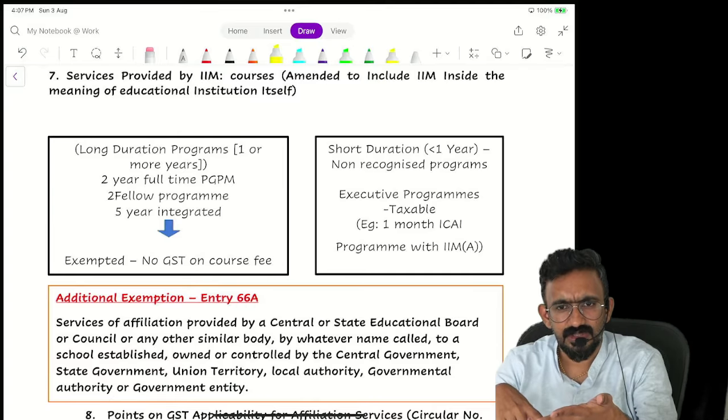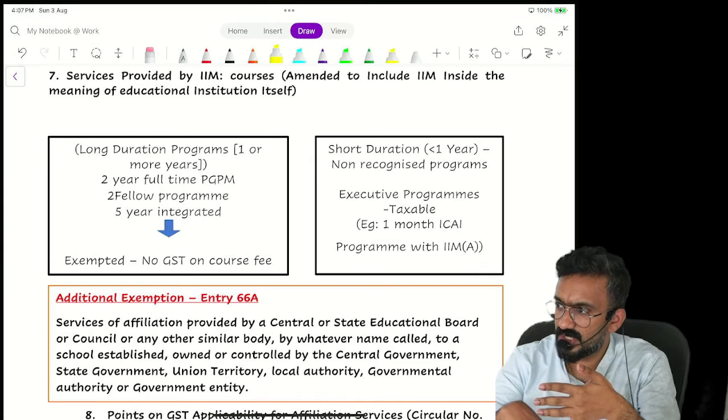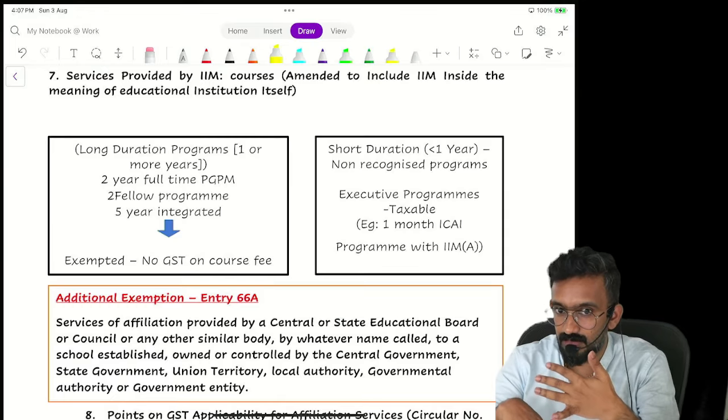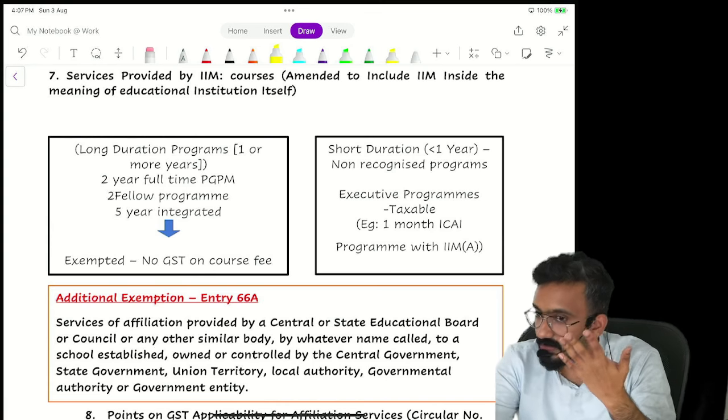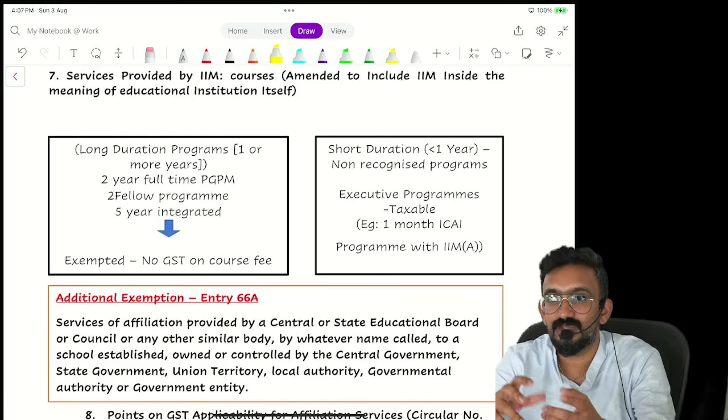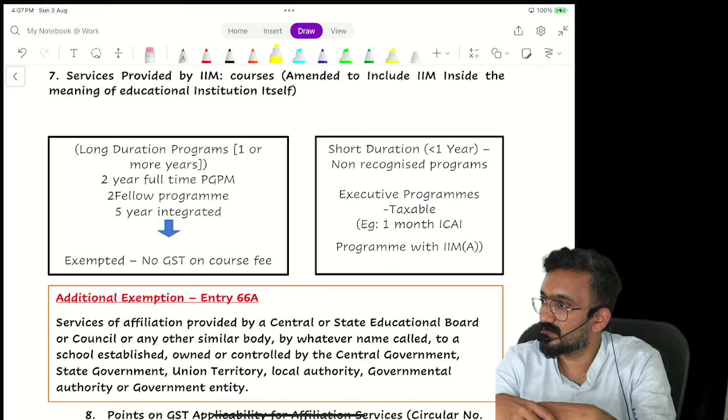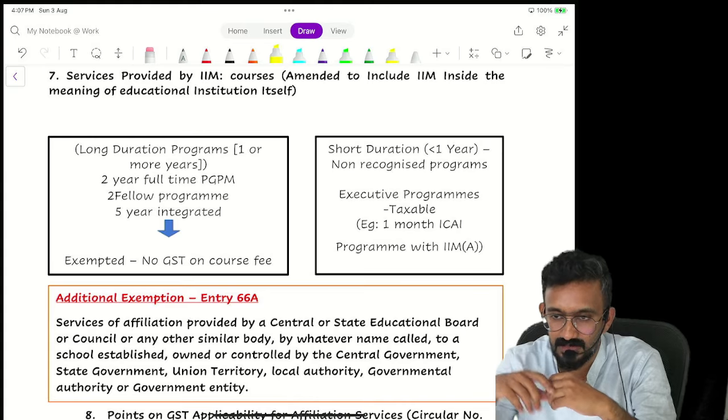Data science. Upgrad provides data science program together with IIT Gorakhpur. Upgrad provides some digital marketing courses with IIM Raipur. A lot of IIMs are giving 1 week courses, 2 week courses. Would it be taxable or exempt? Taxable. That's what I have written on the second box.